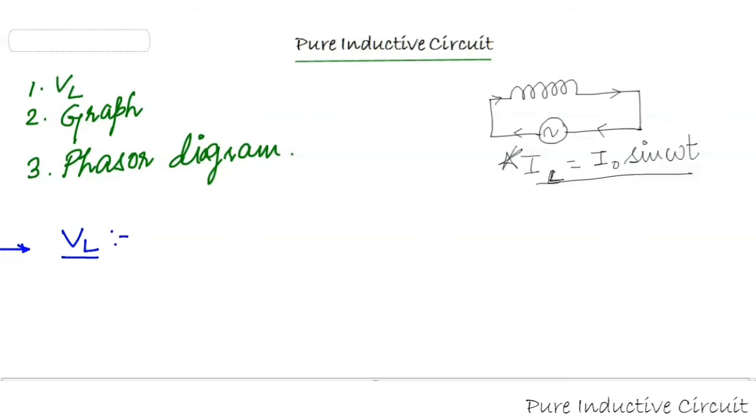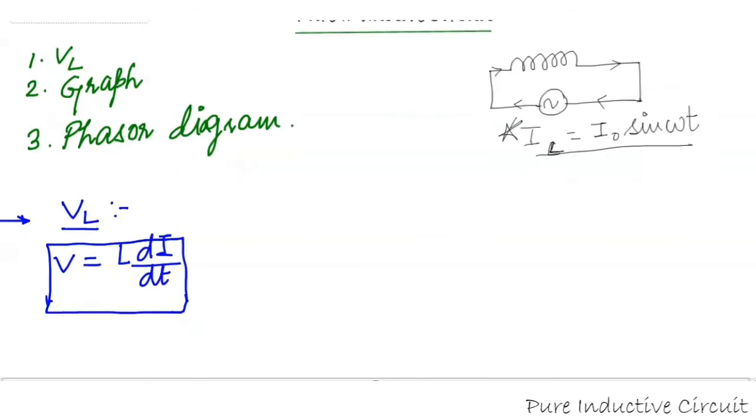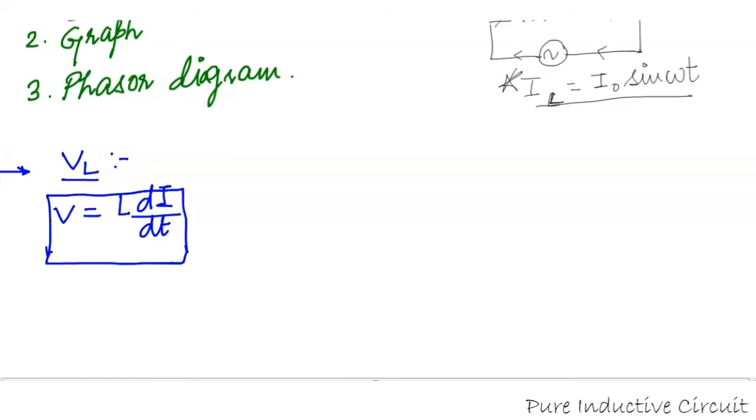In case of inductance, the value of potential difference across it is equal to L times di/dt. We have learned this formula in the chapter electromagnetic induction. So this is the formula we are going to use to find the value of VL. This is the basic formula that we need to remember if we want to find the value of VL. Okay, so now it's easy.